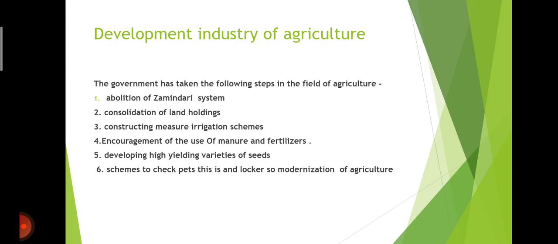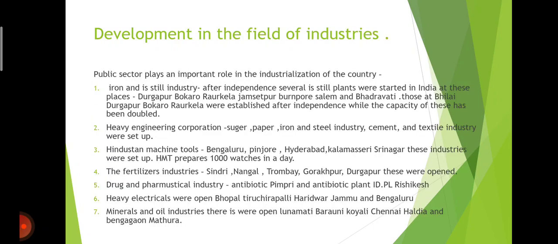Now, development in the sector of industry. The government has taken the following steps in the field of agriculture also. Abolition of Zamindari system, consolidation of the land holdings, etc., we have seen just now. Encouragement of manure and fertilizers, developing high yielding varieties of seeds, schemes to check pests, and lockets for the modernization of agriculture. Development in the field of industries.